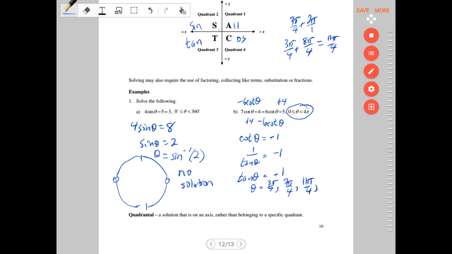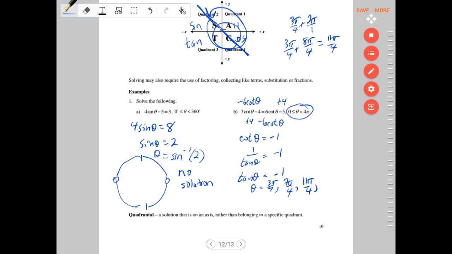After one, so if this one's at 3 pi over 4, then I do another full rotation to get to 11 pi over 4. Okay, do the same thing with the 7 pi over 4, so 7 pi over 4 in quadrant 4. So I would take that, do a complete rotation, which means adding 2 pi.